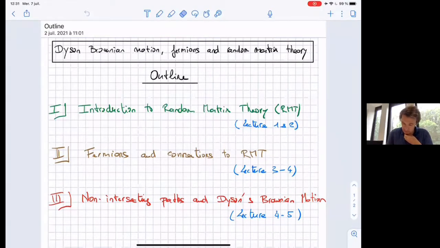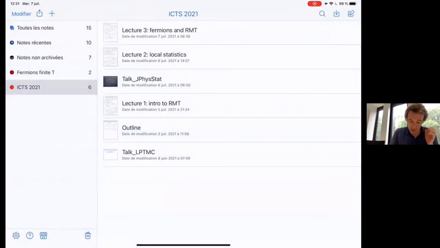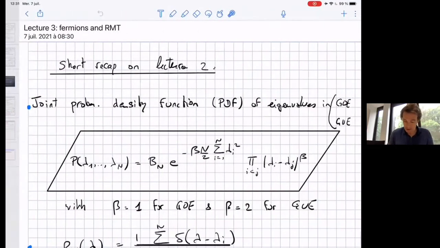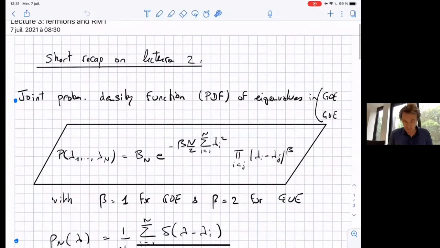And the goal of today is basically to go to another problem, which are fermions. I already mentioned fermions several times during these lectures. And what I want to really show you is the connections to random matrix theory. So I think this sheds light a bit on how to understand and interpret the correlations that people have observed in the random matrix theory and that we have been discussing up to now.